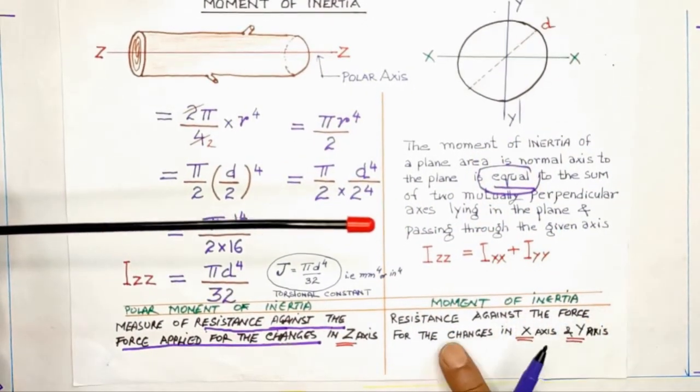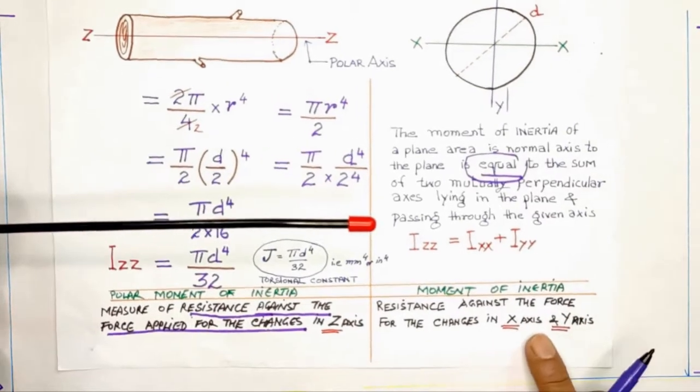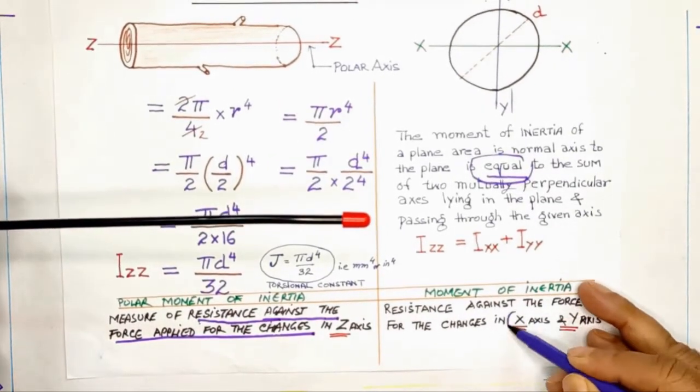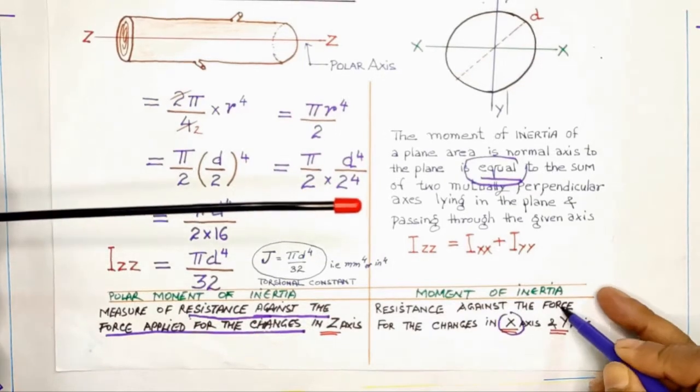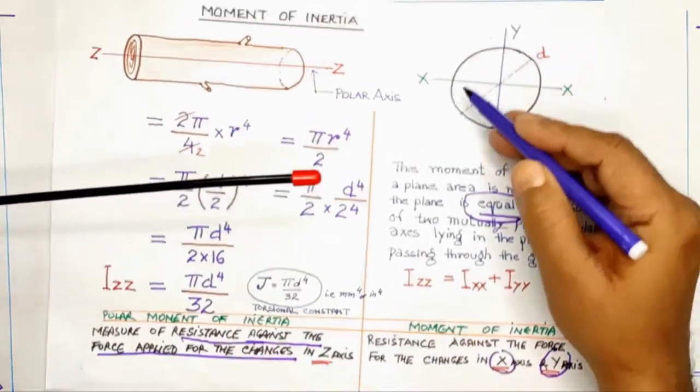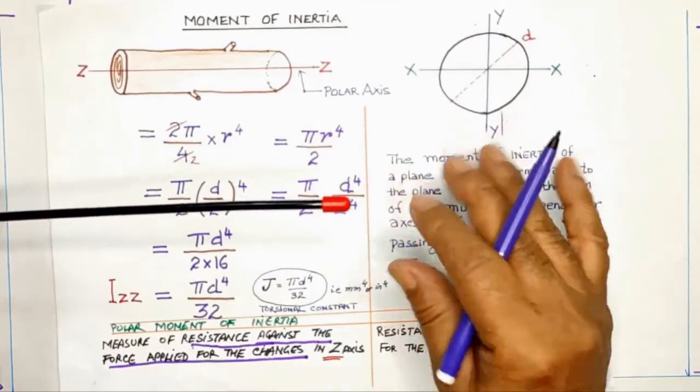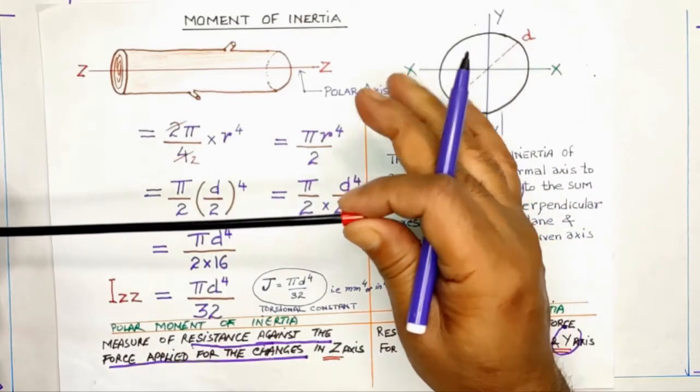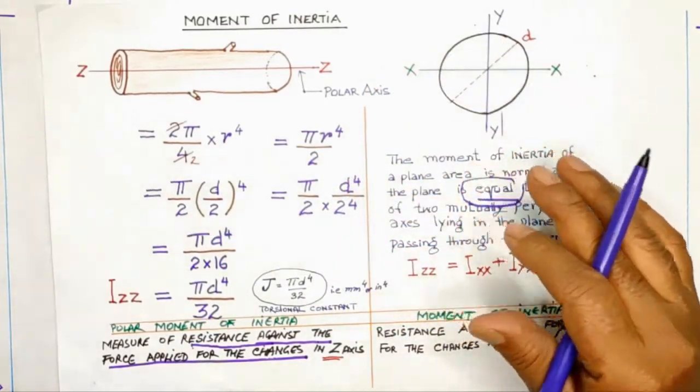And this moment of inertia is resistance against the force applied to the changes in the x and y axes. We'll take the x and the y axis, these two. Okay, this x and y axis. What are the changes in x? Like we are having torsional changes.